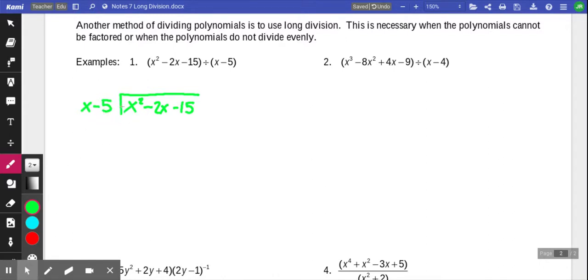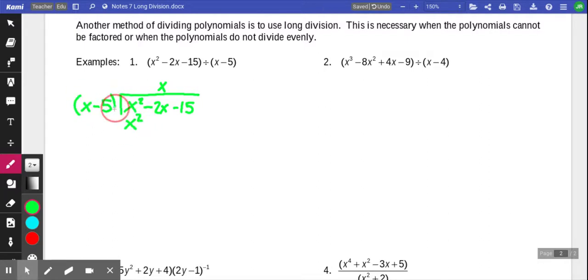And so what we really need to do is just focus in on the first term of each of our polynomials, because everything else is going to be dependent off of these first terms. So we need to ask ourselves, x times what gives us x squared? And that's just going to be x. So I'm going to place x down, and I'm going to multiply x times x, which gives me x squared.